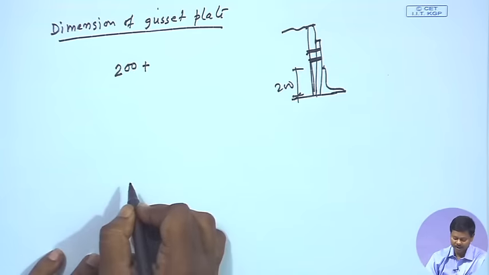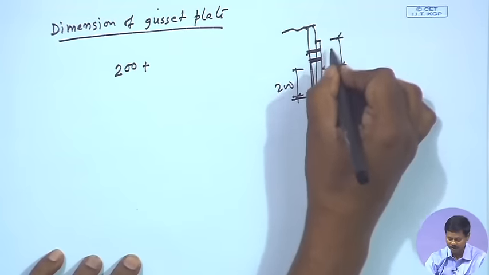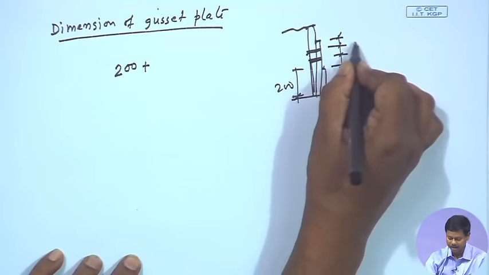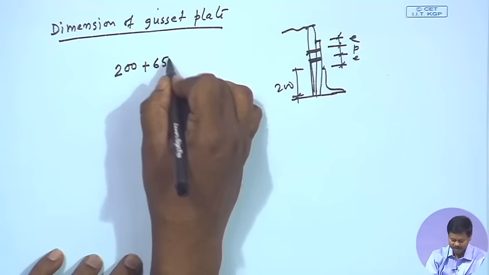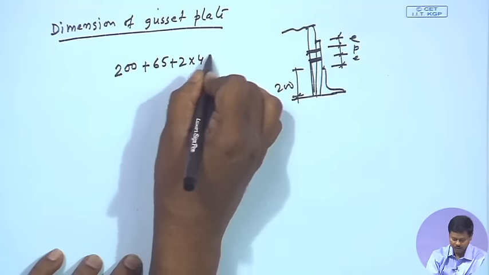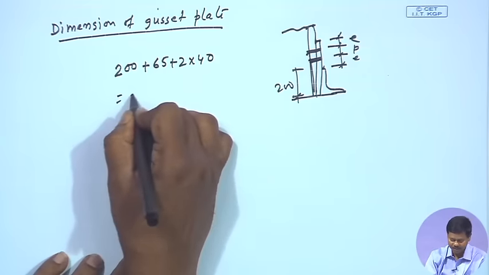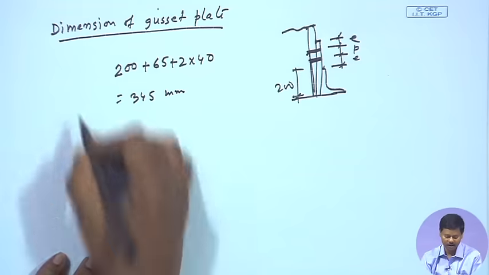So, to accommodate that, we need to find out the distance, that will be pitch distance plus 2 into edge distance. That means 200 plus 65 plus 2 into 40. So, the height of the gusset plate at least has to be 345, right, the height of the gusset plate.